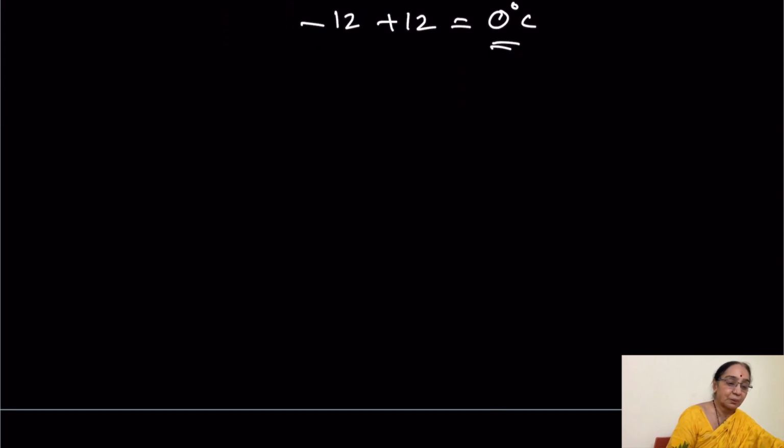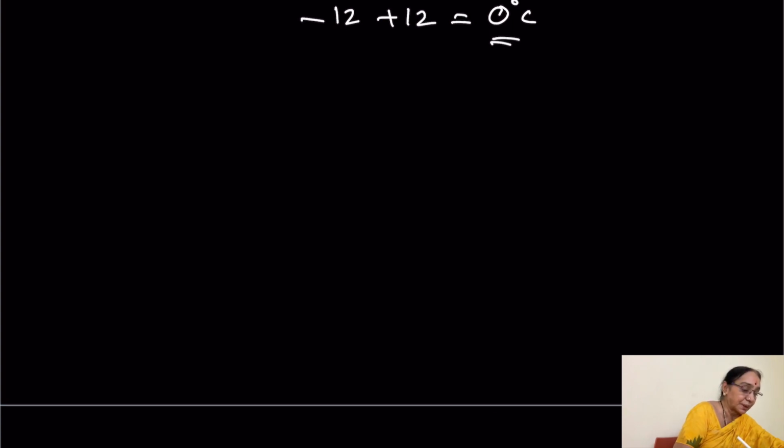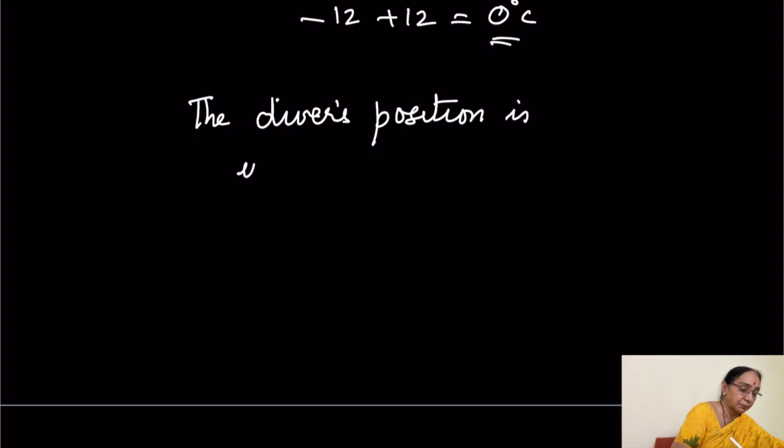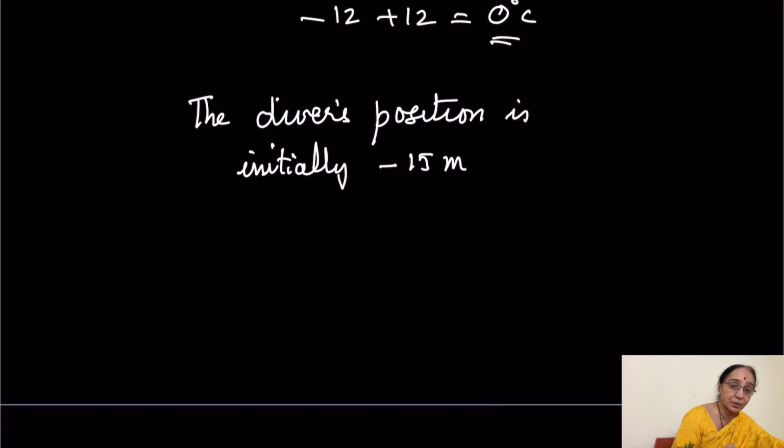Now we were only dealing with temperatures all this while. Now we'll go to a different situation. A diver goes into the ocean to do some investigation. Say a diver is below the surface of water and his position is initially 15 meters below the surface of water. So I write it as negative 15 meters. So here we are using directed numbers.